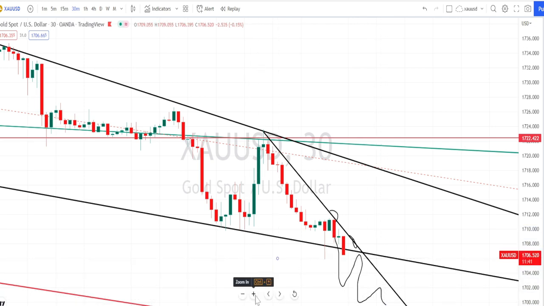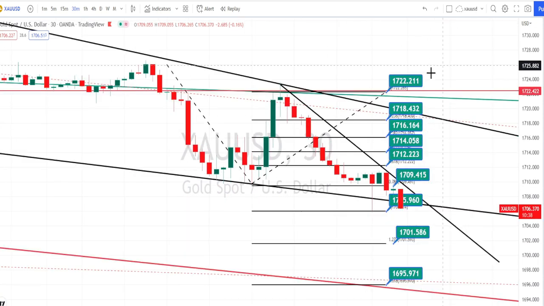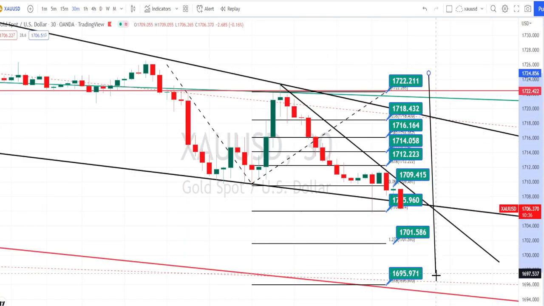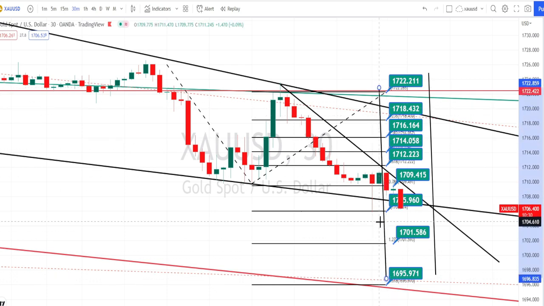Let us mark the support and resistance levels. So the values within these green color boxes are the resistance and support levels for 30 minutes time frame. Currently the trend in 30 minutes time frame is also in a very strong bearish trend. Let us look at the price action in 5 minutes time frame.